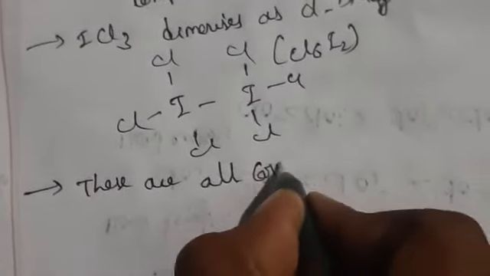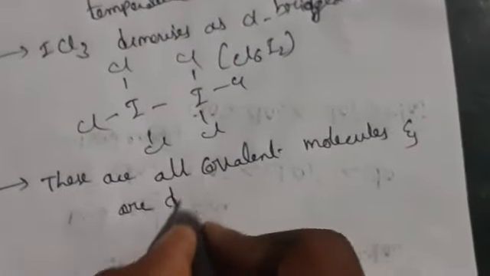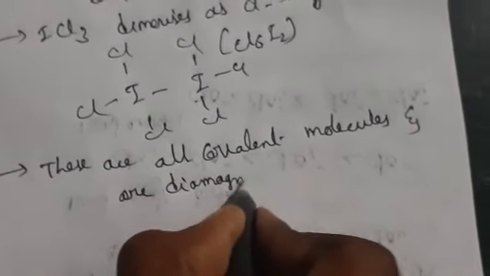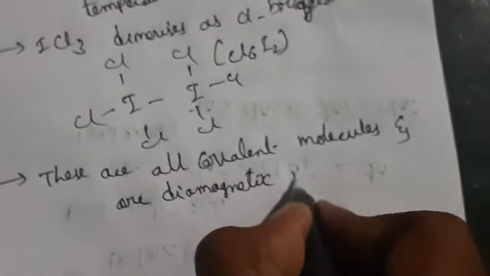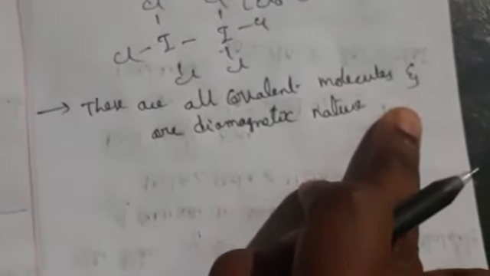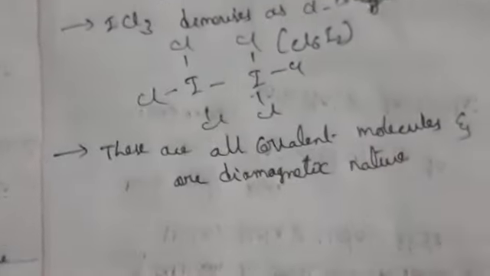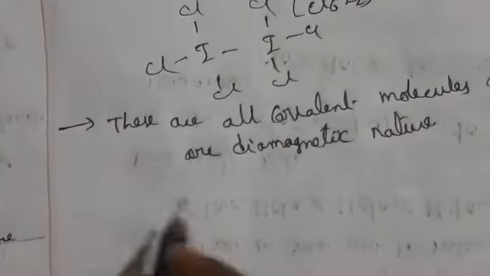These are all covalent molecules. Why? Because they themselves form shared pairs of electrons, and all are diamagnetic in nature. Why is it diamagnetic? Because it will be completely repelled, meaning it will have complete pairs of electrons. Because of this reason it is diamagnetic, and they form covalent molecules, meaning shared pairs of electrons they can form.